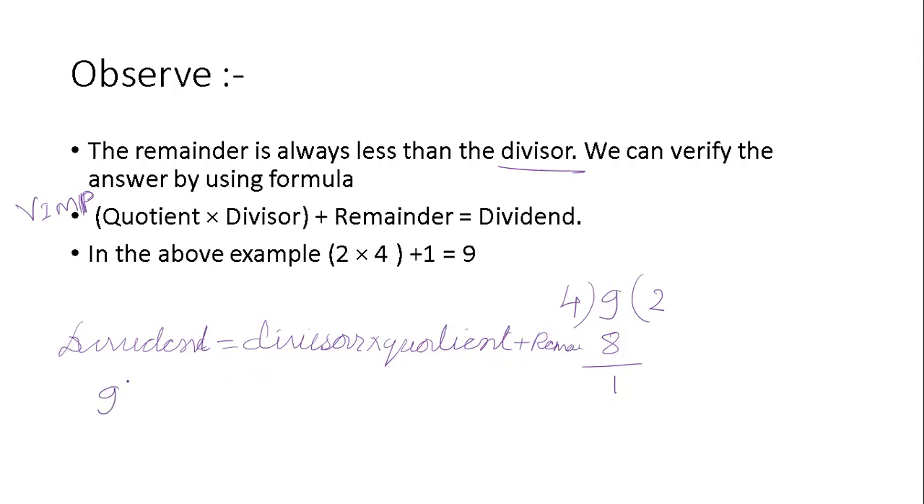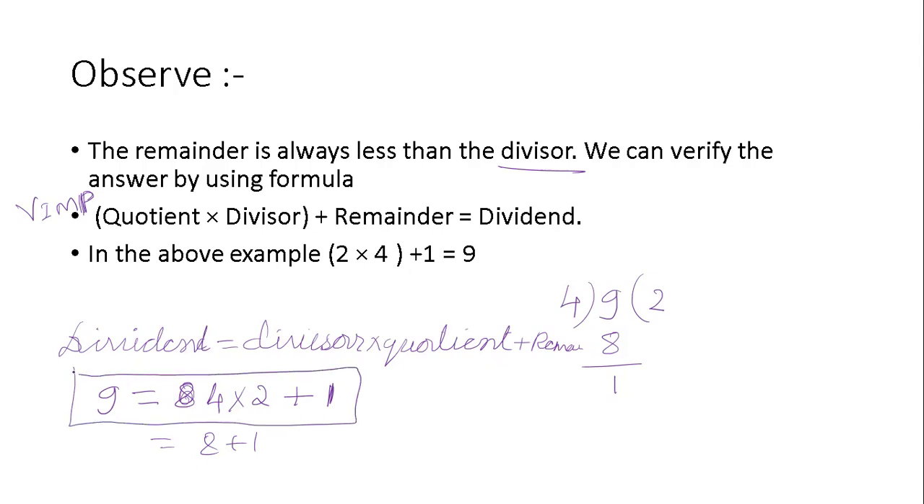Here dividend is 9, divisor is 4, quotient is 2, remainder is 1. This is 8 plus 1, 9 is equal to 9. This is an important formula. Based on this formula, questions will be asked in entrance exams.